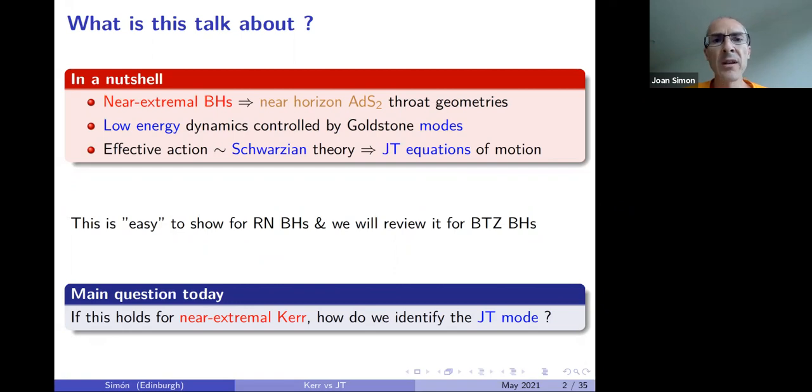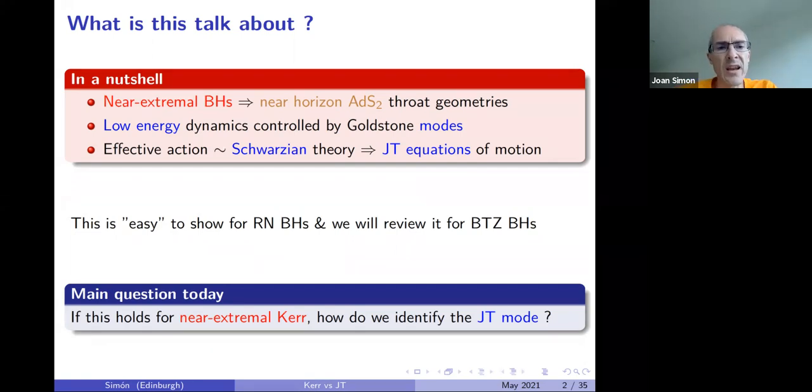in general relativity. And we've learned recently, thanks to the work of some people that I will review in a few minutes, that the low energy dynamics of these near-extremal black holes is controlled by some Goldstone modes. And the effective action is the so-called Schwarzian theory, whose equations of motion come from a two-dimensional effective theory of gravity, the Jackiw-Teitelboim equations of motion. Now, we believe that story is general. What I mean by general is that it applies typically to any near-extremal black hole.